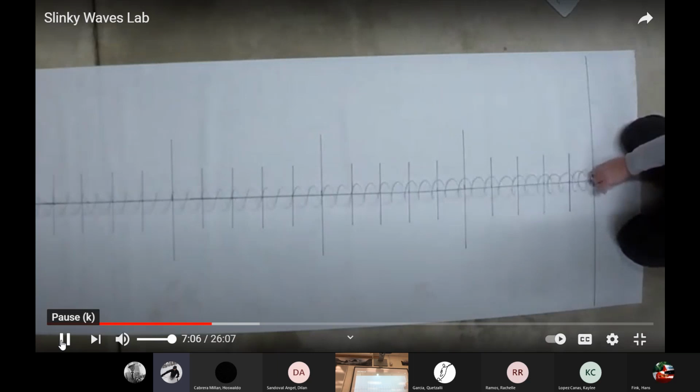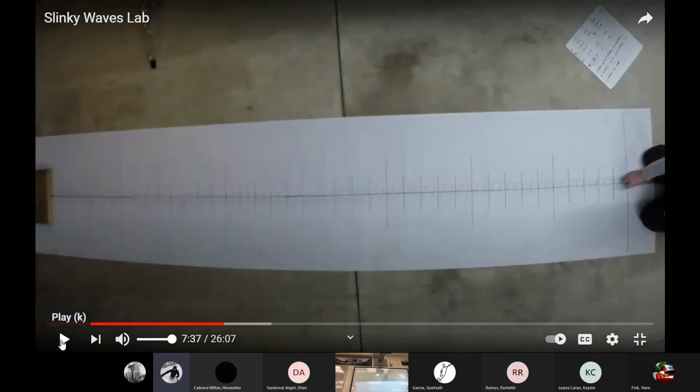Let's see what happens when we compare their speeds. Here we go, the large amplitude wave. 3, 2, 1, go. Now. And again, 3, 2, 1, go. Now. When I say now is when it gets back to my hand. Last one. 3, 2, 1, go. Now.